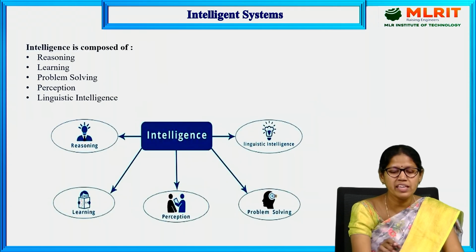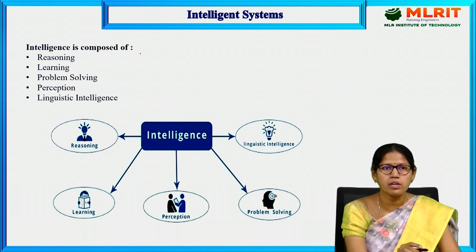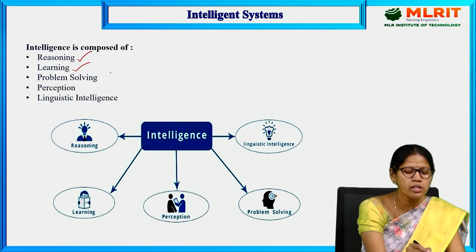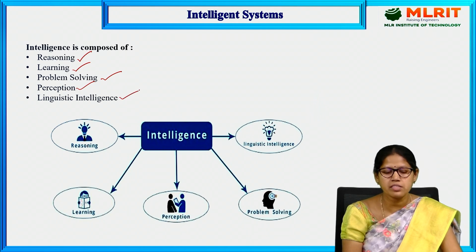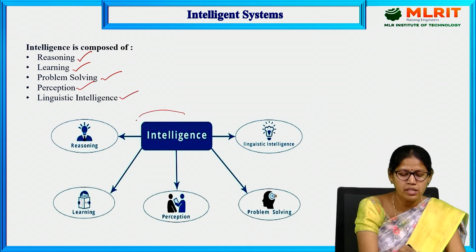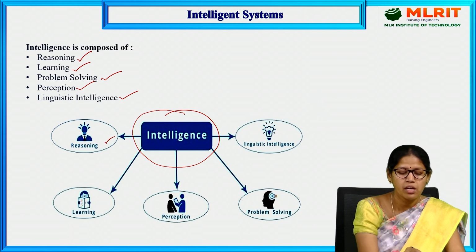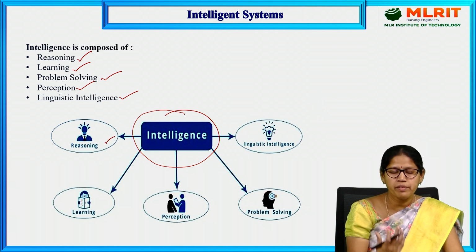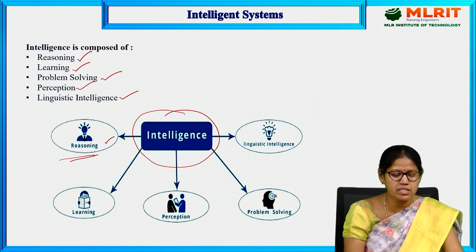Next one is intelligent systems. Intelligence is composed of reasoning, learning, problem solving, perception, and linguistic intelligence. This is the main thing about intelligence. Reasoning: if any situation comes, how it will be overcome by taking decisions, how it will analyze all those things, how it will be reasoned.